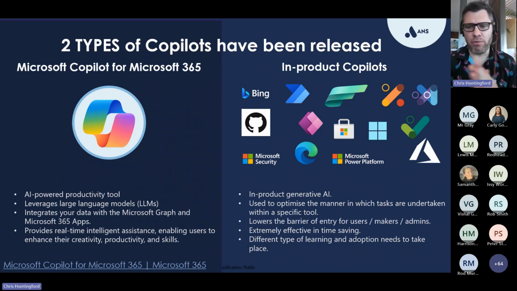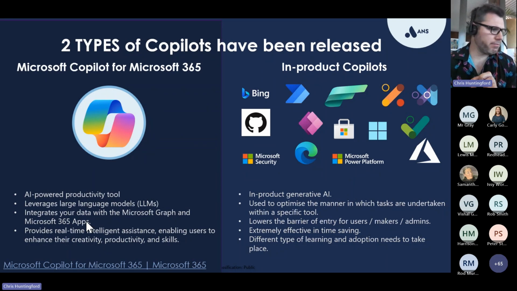But then you have all these in-product copilots, which are pretty good. So what you can do is use a tool like Power Platform or Microsoft Power Automate or GitHub, and you have copilots embedded in those tools to help you do things, okay? But Microsoft 365 Copilot, which is their flagship product, lives outside of that. So it can kind of do its own thing, right?